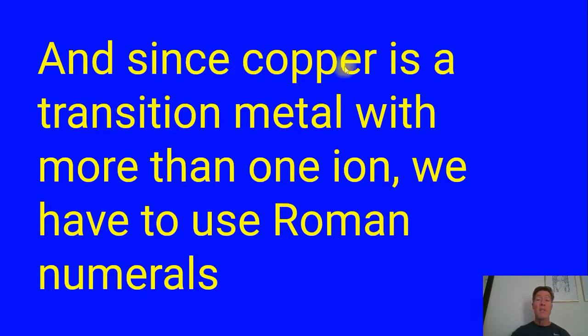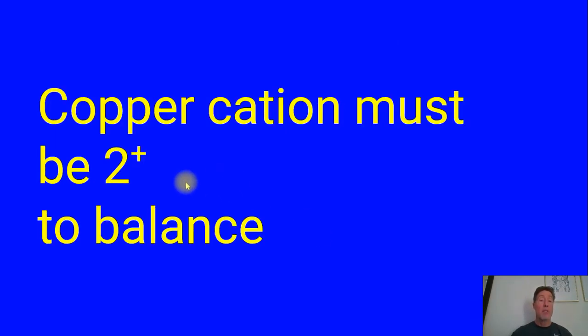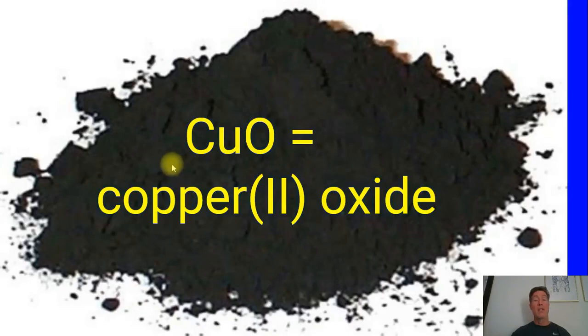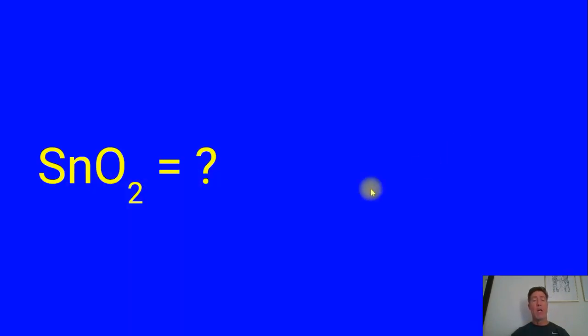And since copper is a transition metal with more than one ion, we have to use a Roman numeral to designate which form. So it's going to be, in this case, copper 2, because it has to have the +2 to balance out the -2 of the oxygen. And so our written name would be copper 2 oxide from this formula. Does that make sense? Let's try another one.